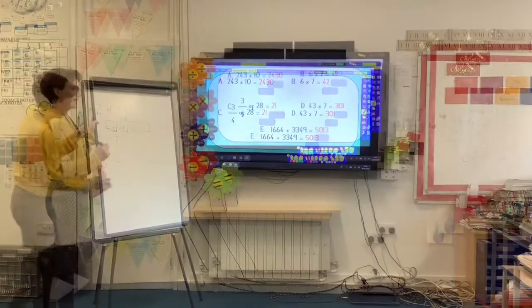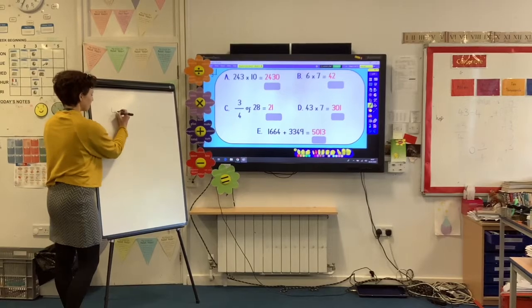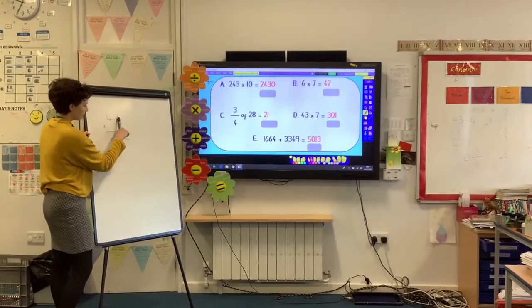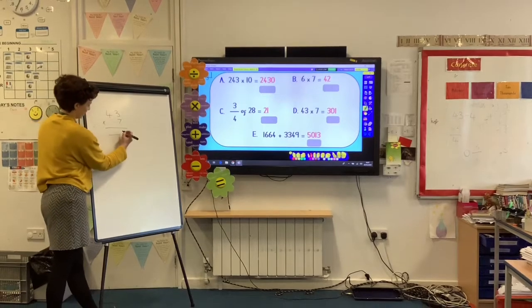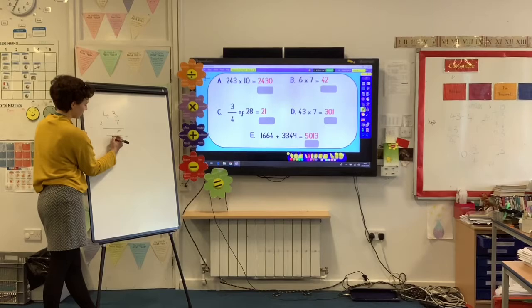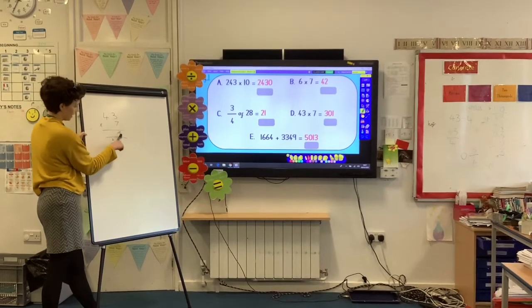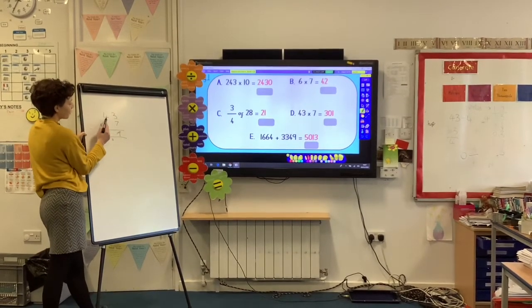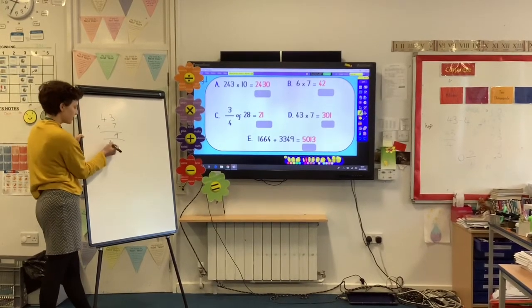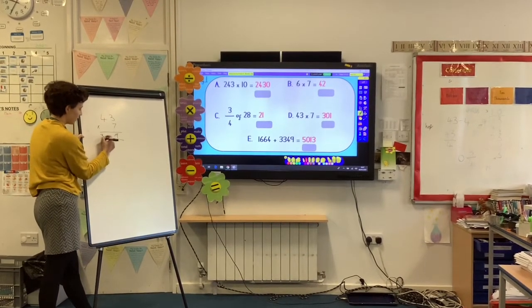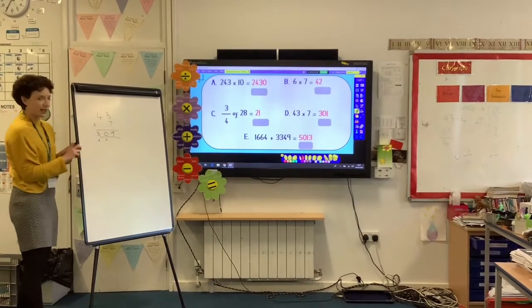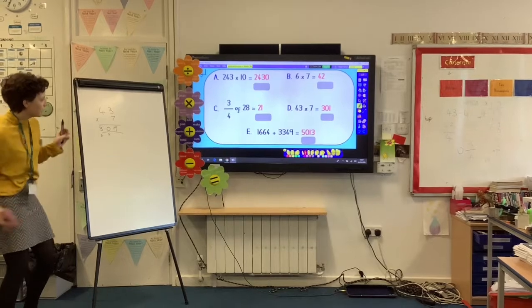Okay, so D, we've got 43 times 7. So 3 ones times 7 ones is 21 ones. So I've got my 20 ones, which I'm regrouping for 2 tens, and my 1 one. Then I've got 4 tens times 7, which is 28 tens. Add my 2 is 30 tens. So I'm regrouping my 30 tens for 300, giving me the answer 301.